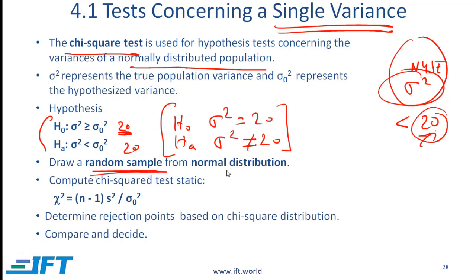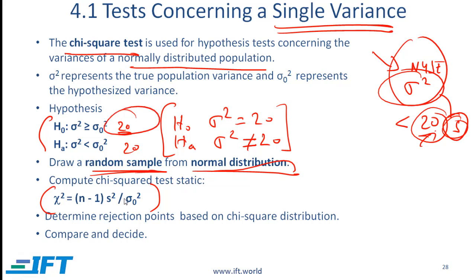You then draw a random sample from a normal population. Again, this is emphasizing the point that for this test to work, the distribution of the population has to be normal, and your sample that you draw from the population has to be a random sample. You then compute the chi-square test statistic using this formula. The items here are self-explanatory. N is the sample size, S squared is the variance that you compute from the sample, and sigma naught squared is the hypothesized value, which is 20 in this example.